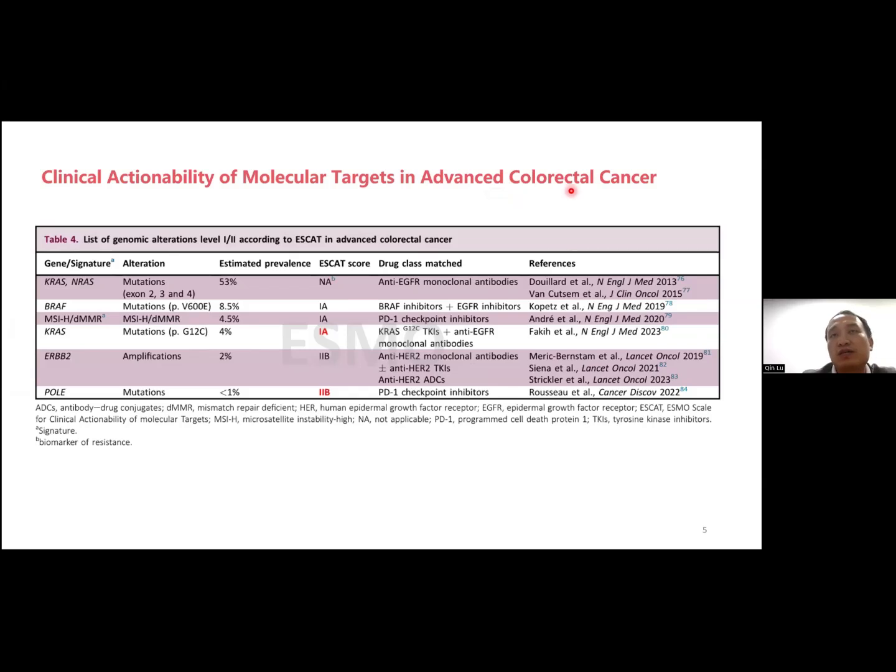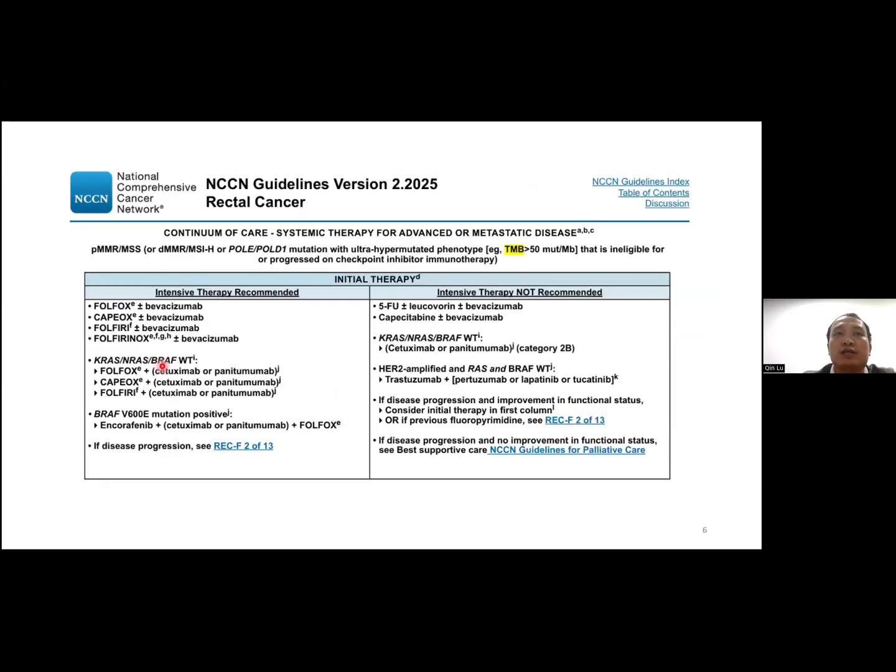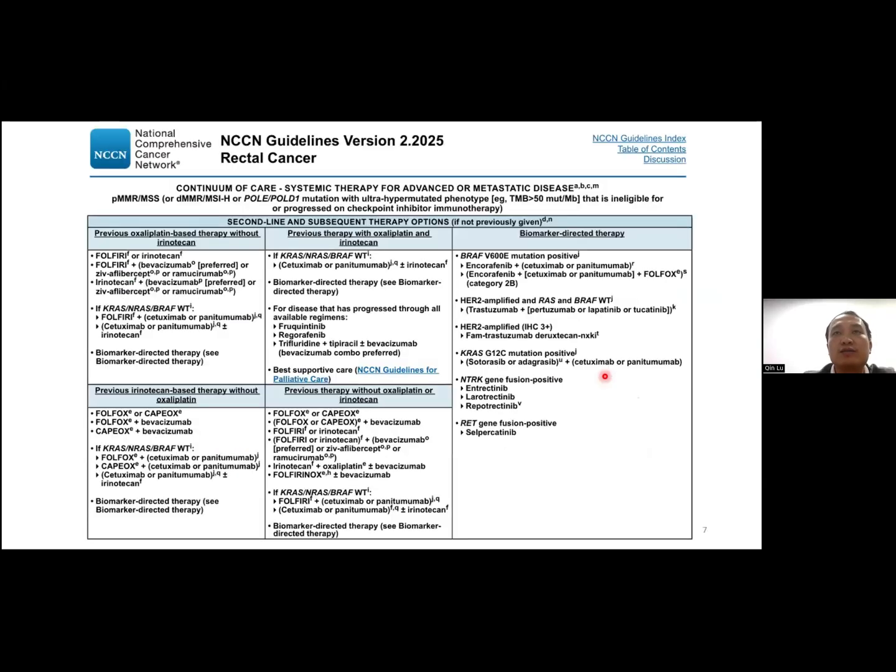And for advanced colorectal cancer, KRAS, BRAF, MSI, ERBB2, and POLE should be covered. And the TMB, HER2 are also recommended by the NCCN guidelines. And the NCCN guidelines also recommend KRAS, NRAS, BRAF, HER2, NTRK, and RET. So these targets should be covered, even the small panel should cover all these targets.